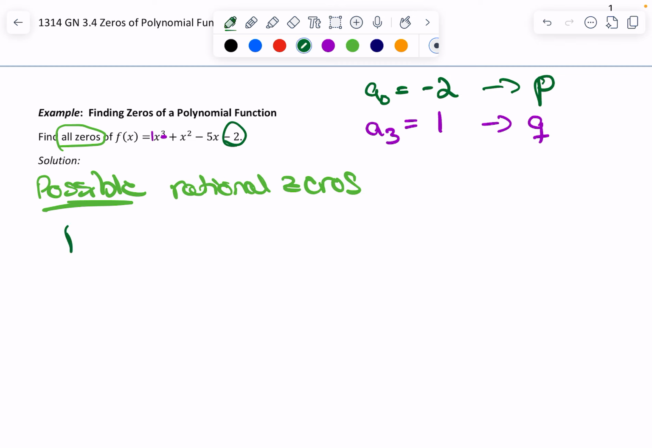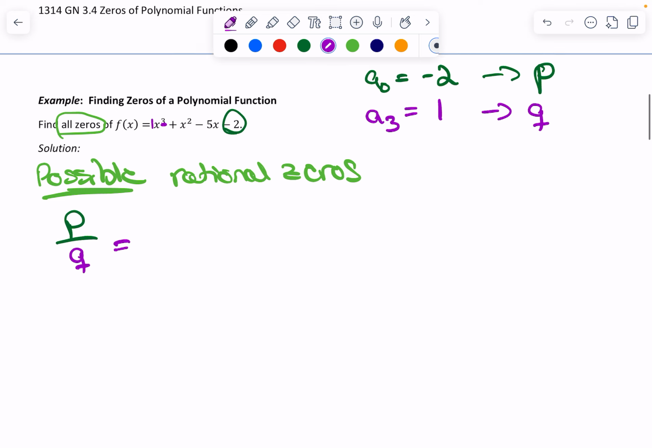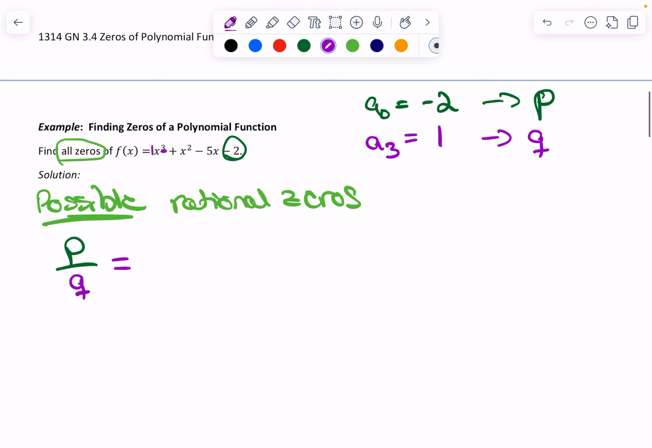So again, P divided by Q. We're listing all the factors of -2 first, and those are positive and -1 and positive and -2, because 1 times 2 is 2. 1 times -2 is -2, and -1 times positive 2 is -2. And then we are dividing it by the factors of 1, which are positive and -1.